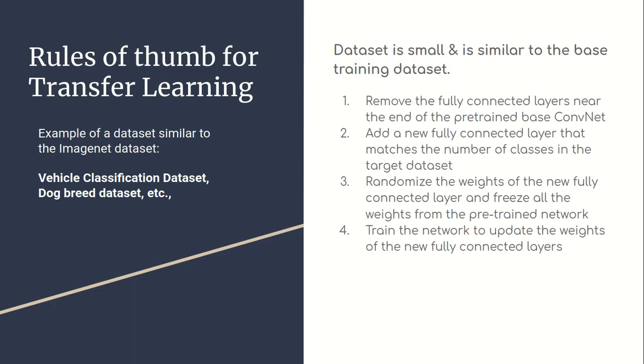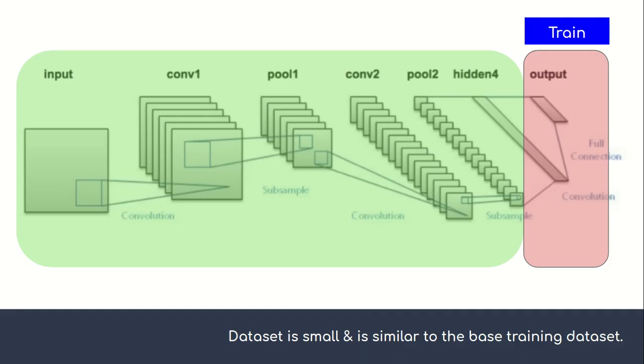So let me just explain this through an image. Let's say you are using one of the pre-trained models. This is an architecture of one of the pre-trained models, let's say. So the green part here, all the green part here, you are reusing it.